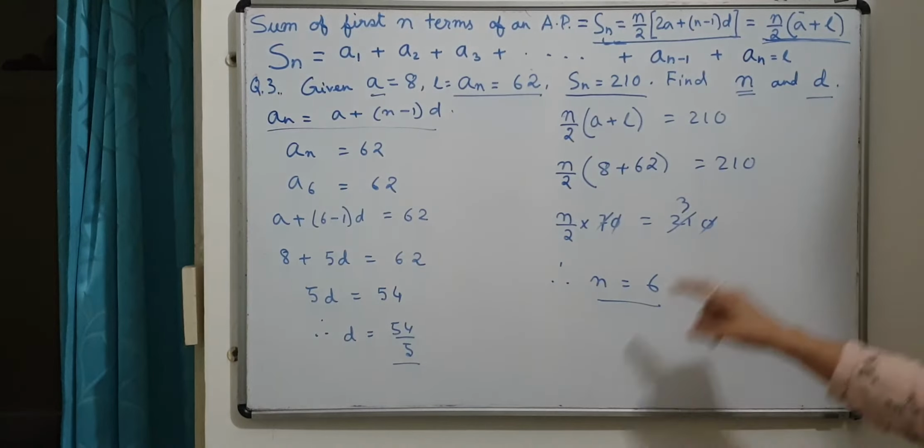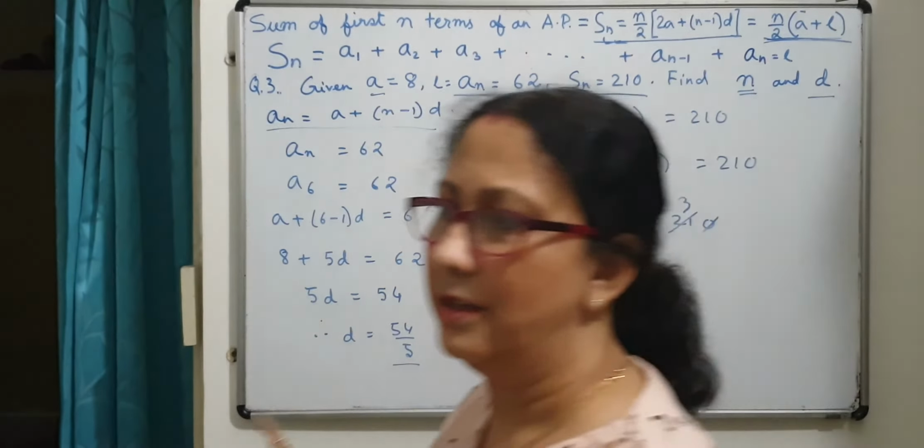So, hence the answers: n is 6 and D is 54 by 5, which is a fraction. Okay.